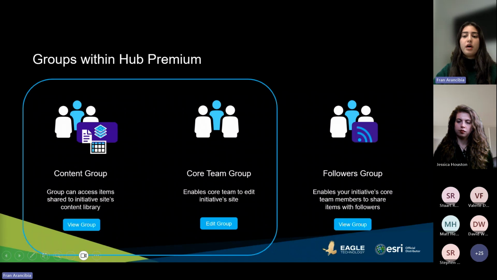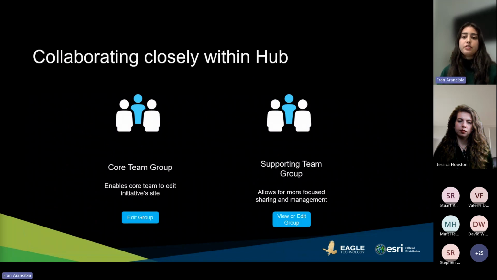You get a core team group, which enables group members to edit the site and manage it. But you get an additional group, which is your followers group. This is where external users who click the follow button on your site get added. So when you enable following, anyone who clicks on that button will be added and part of your followers list. But if there's maybe a subset of people that you want to involve a little bit more closely, maybe on one specific project, or maybe a group of volunteers that need access to private apps and more information around tasks that they need to do, then supporting teams are a great tool for this because it allows for more focused sharing and management of users and content.